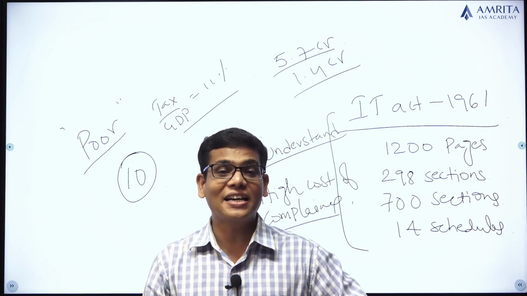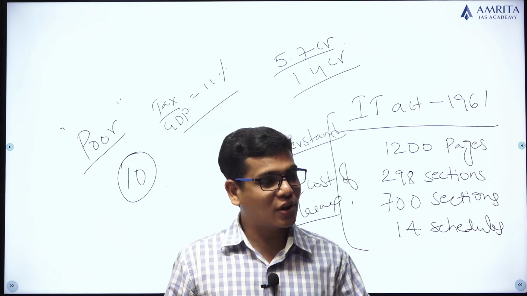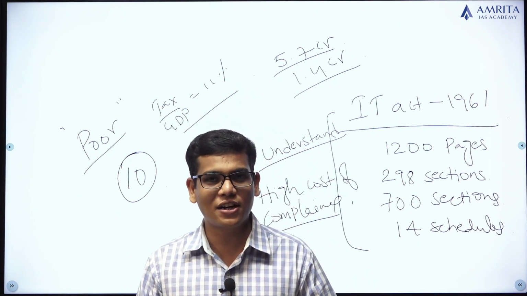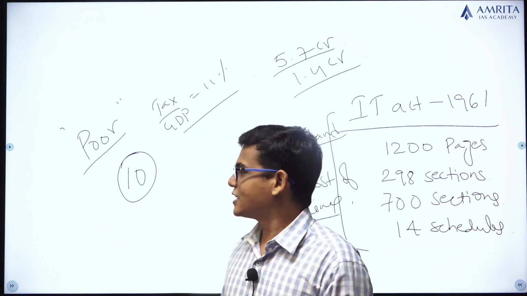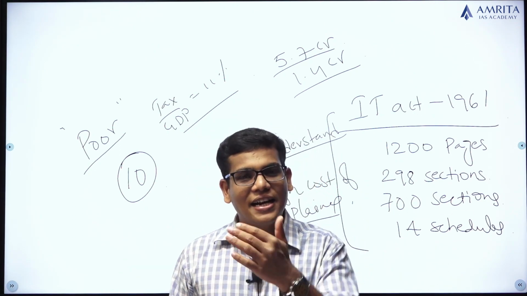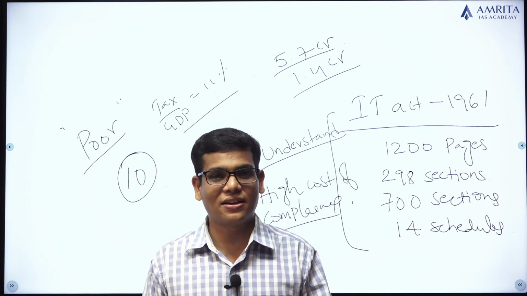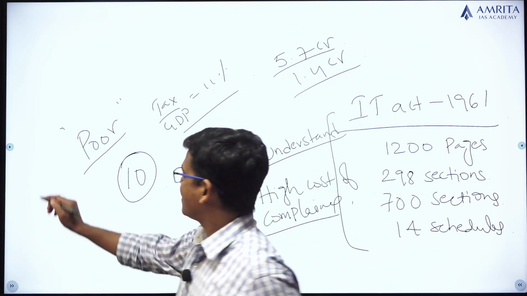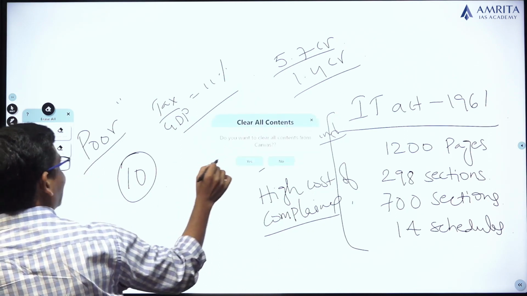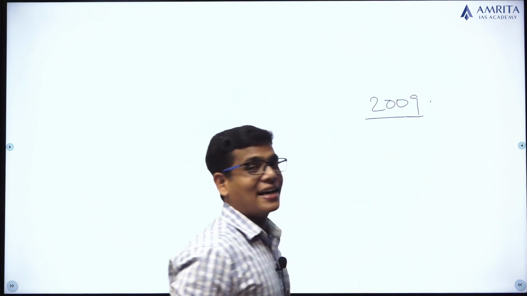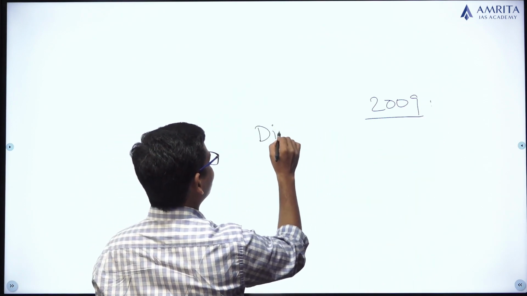Then only can you build an equal society. You can't tax the rich and poor at the same level. So after the simplification of the indirect tax rate, the country started thinking about the simplification of the laws themselves. And the process of simplification of laws started in the year 2009. Then we coined a name called the Direct Tax Code.